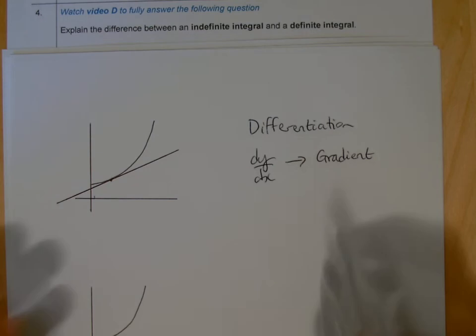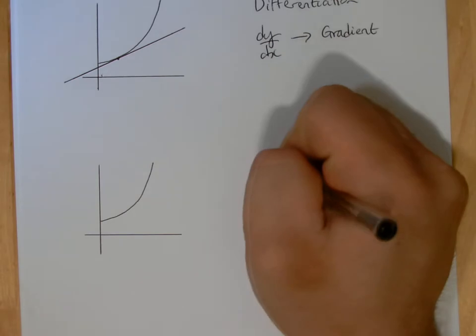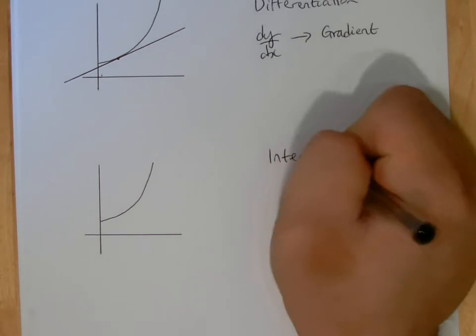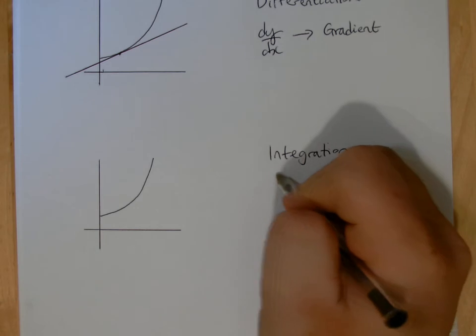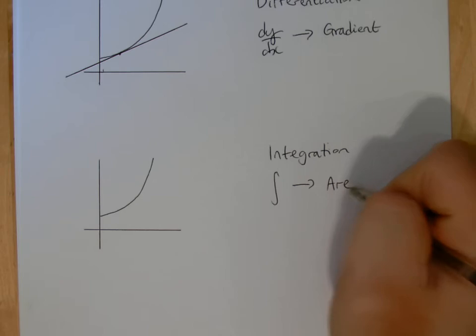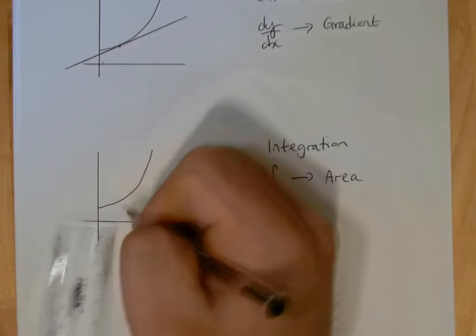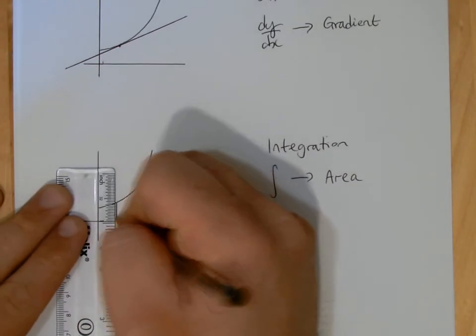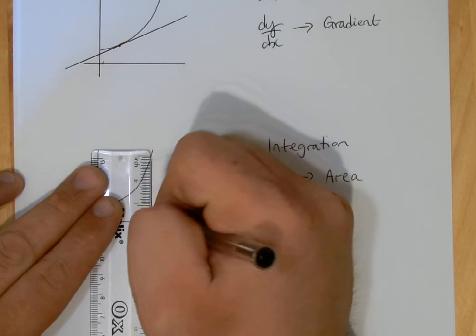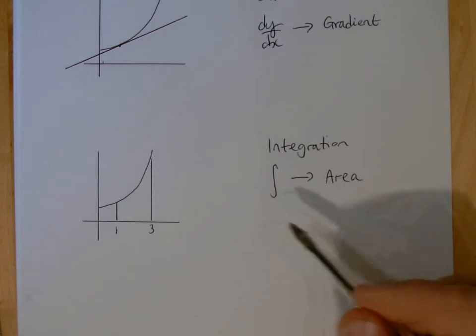Integration has a powerful application, just like differentiation has. With differentiation, we can find the gradient of the curve. With integration, when we use that symbol there, we can actually find the area underneath the curve. If you integrate the curve equation, it will give you the area wherever you want it. Suppose I wanted the area of this curve between the value 1 and 3, I can work it out by integrating that curve.